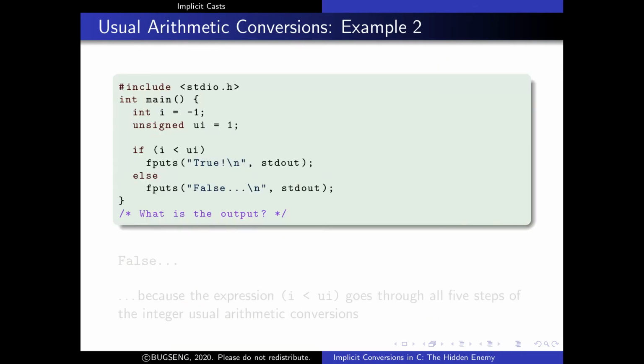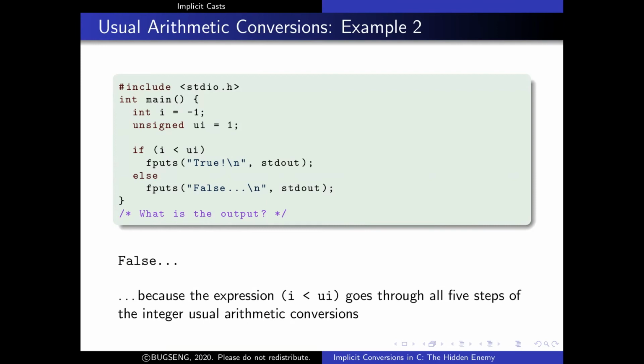So here is another example of usual arithmetic conversion, and this is meant to explain how things can go wrong. If you ask yourself what this program will print, the answer is maybe surprising, because it prints false. Because the expression i < ui goes through all 5 steps of the integer usual arithmetic conversion.